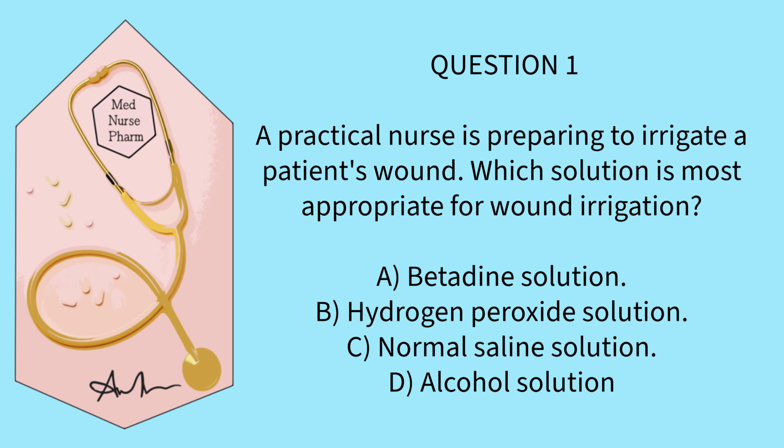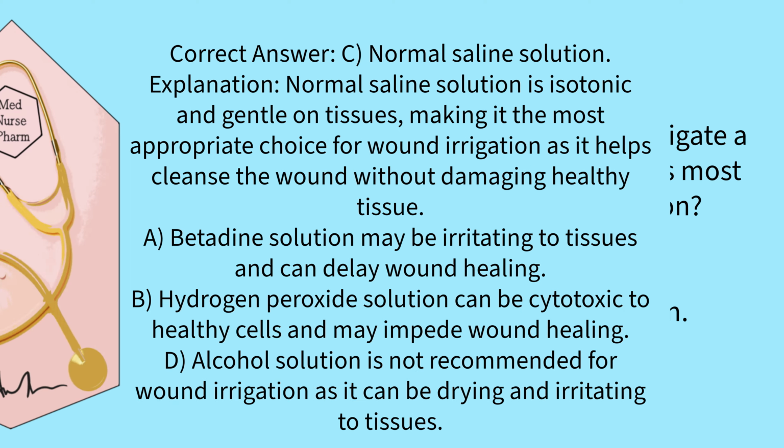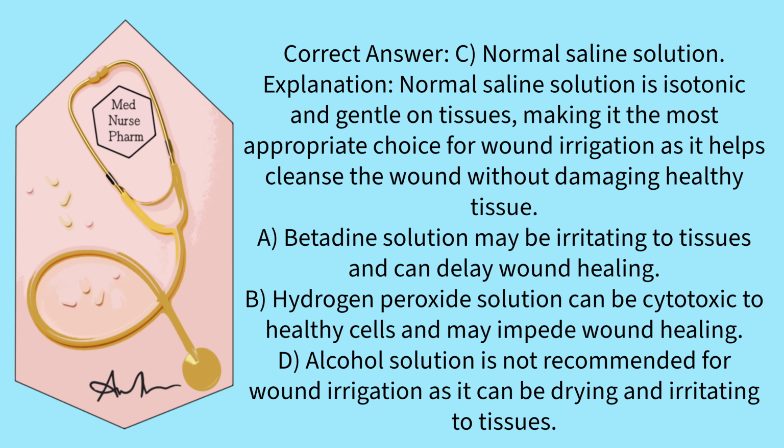Question 1. A practical nurse is preparing to irrigate a patient's wound. Which solution is most appropriate for wound irrigation? Betadine solution, hydrogen peroxide solution, normal saline solution, alcohol solution? Pause the video and select your answer. If you chose option C, you are correct. Normal saline solution. Normal saline solution is isotonic and gentle on tissues, making it the most appropriate choice for wound irrigation, as it helps cleanse the wound without damaging healthy tissue.